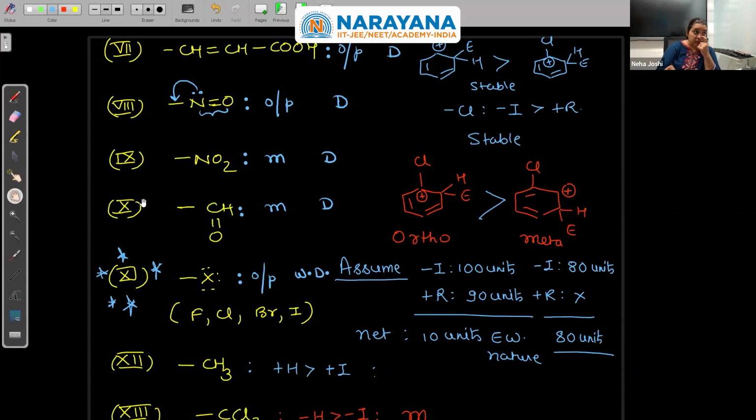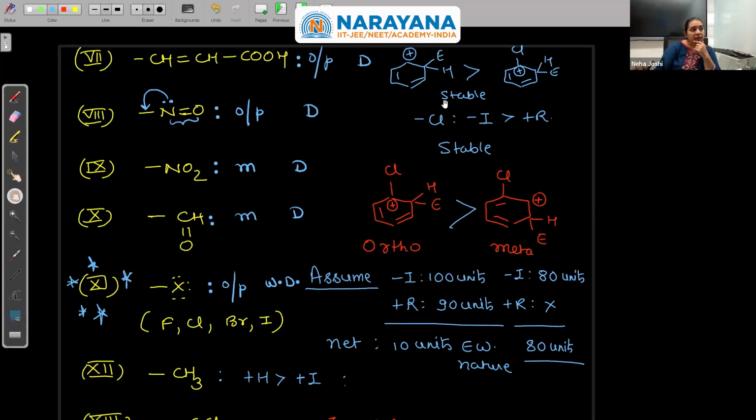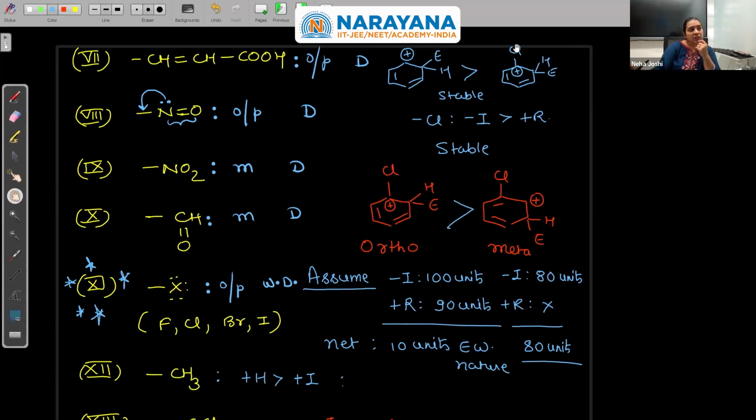So, the reason you will say is that when chlorine is here and I form a orthopara sigma complex, in absence of chlorine, there is no electron withdrawing. But if chlorine is there, minus I is greater than plus R, right? So minus I greater, to overall to electron withdraw hi hua na.